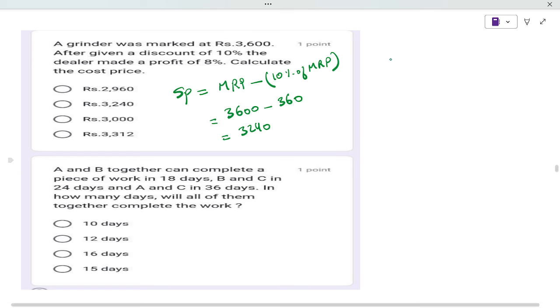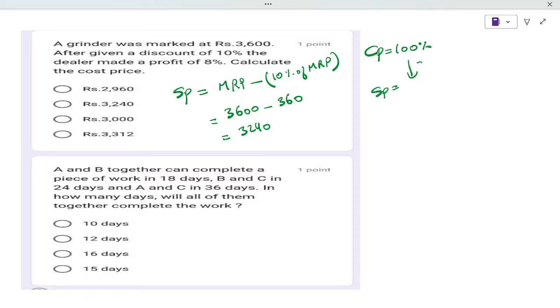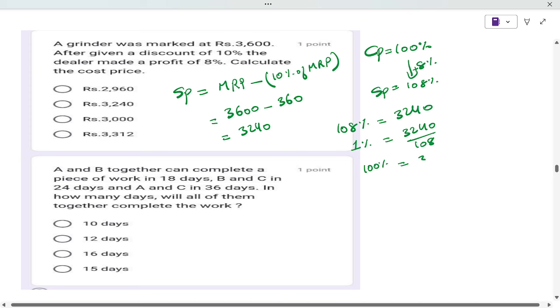But the selling price includes an 8% profit. That means the cost price is 100%, and the selling price will be 108%. So now can we say 108% is equal to 3240? If 100% is needed, find 1% first: 3240 divided by 108. Then multiply by 100, because 1 into 100 is 100. So 3240 divided by 108 into 100.